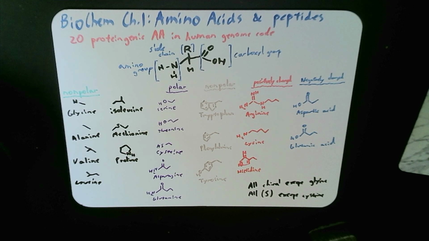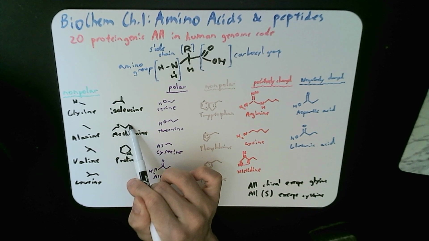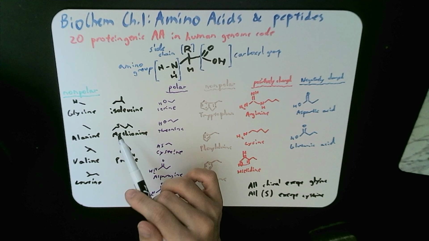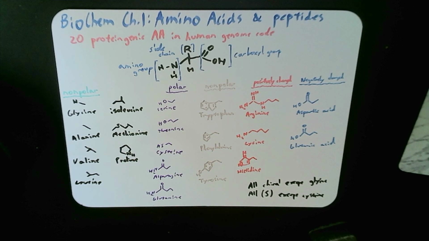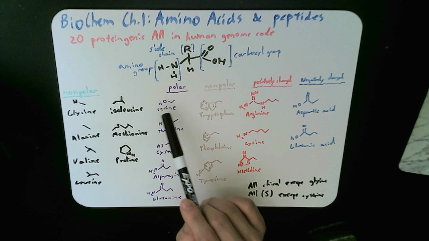Let me just double check that methionine has a 1, 2, 3, 4. That's right, I'm missing one additional one here. 1, 2, 3, 4. Good. So 1 carbon, 1 S, 1 carbon, 1 carbon. Great. Now we have our polar group.